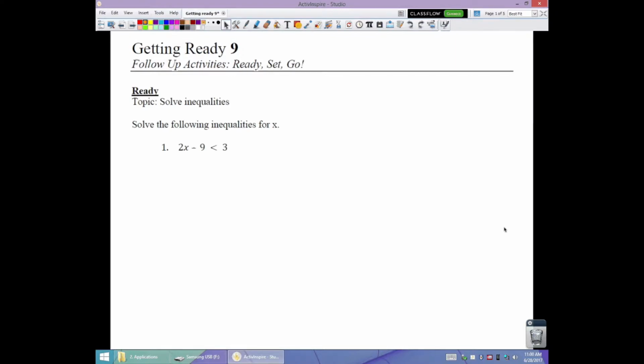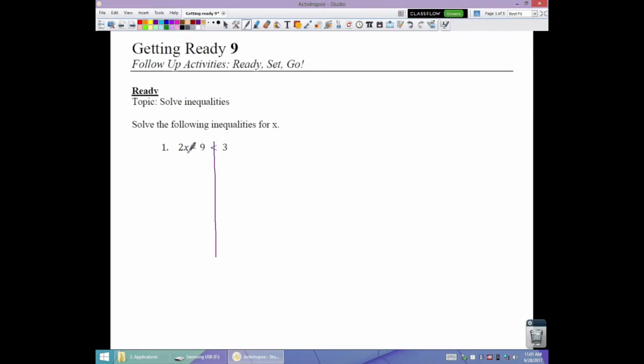Getting ready 9. We're now working with inequalities. So we're going to solve inequalities much the way we did equations, just a couple of slight differences. We're still going to make sure we do the same thing on both sides. We still try to isolate the variable.